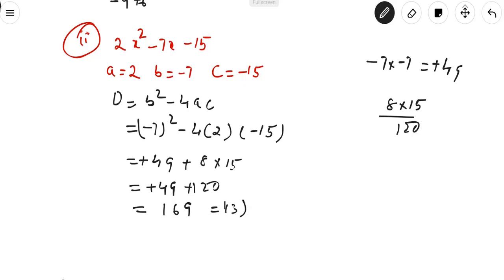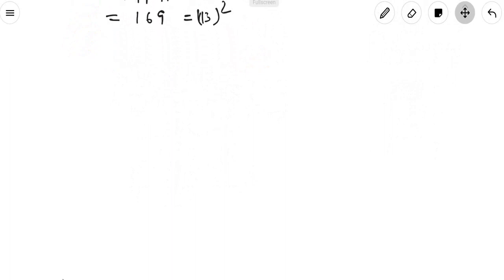If you take the square root of 169, you are going to get 13. If you want, you can multiply 13 into 13, and if you square it, you are going to get 169. So this is your perfect square. If it is a perfect square and if it is greater than 0, then it is factorizable. So now we will start factorizing. As it is, factorization is possible.